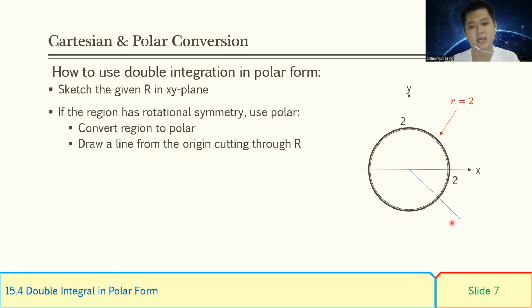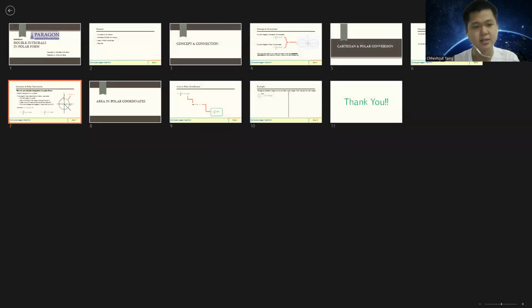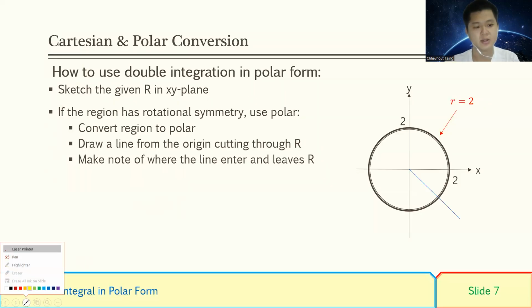When you draw that line, take note of where the line enters and where the line leaves the R. In this case, it starts at the origin and it leaves at r equals 2. So our r here would be from 0 to 2. And next, we'll talk about theta.